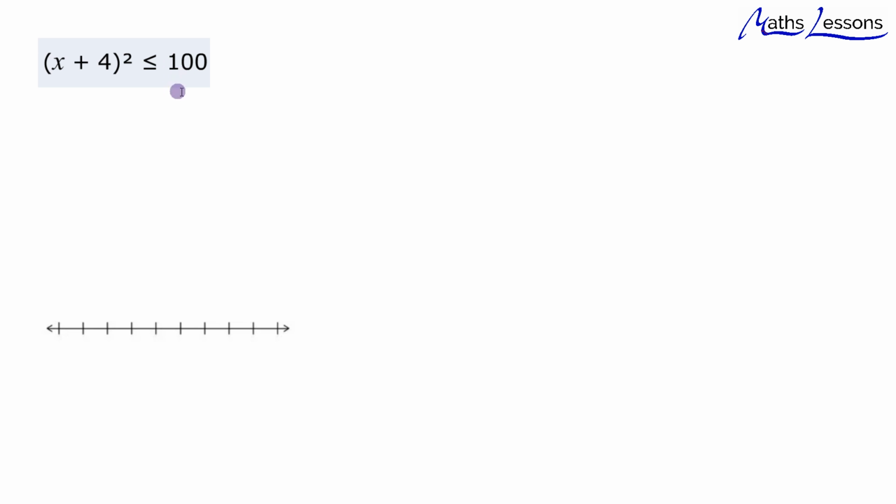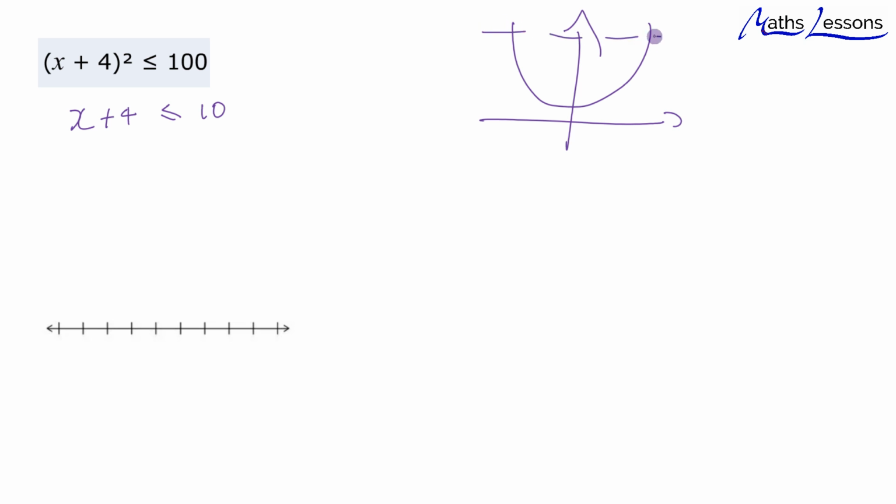Right, so do the same process again. Let's square root both sides. But because we wanted squared, let's just think again about our x plus 4 squared being less than or equal to 100. And we get the x value is 10 and the x value down here is minus 10. So it's going to be less than or equal to, so it's going to be between here. So it's going to be between minus 10 and 10.